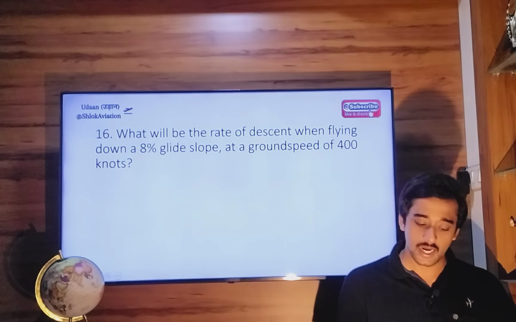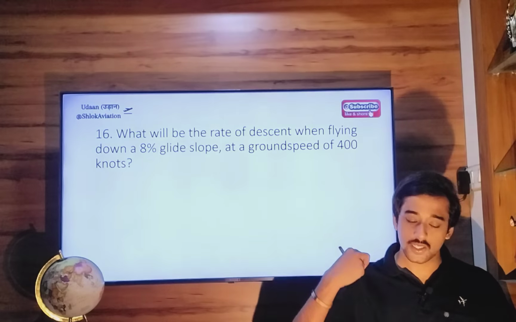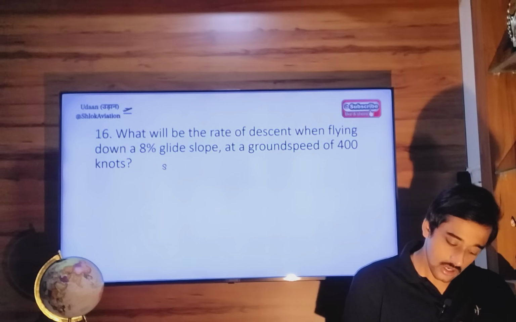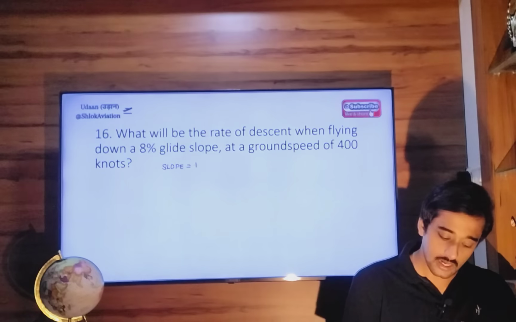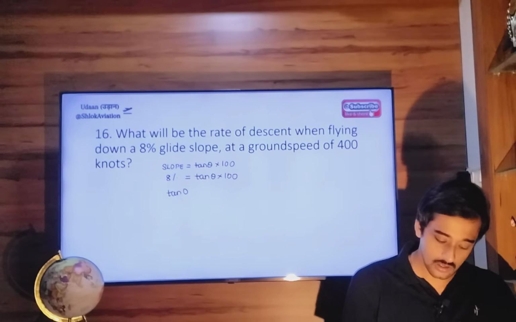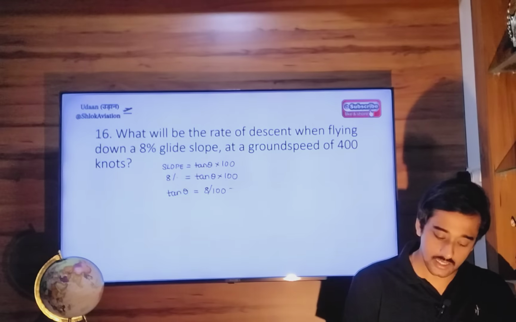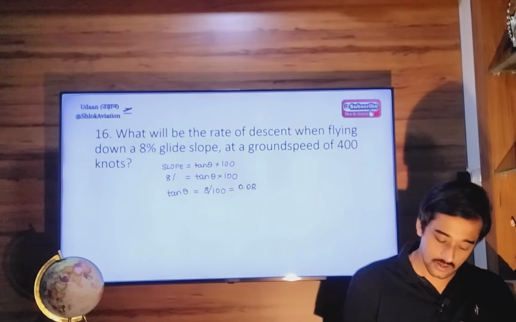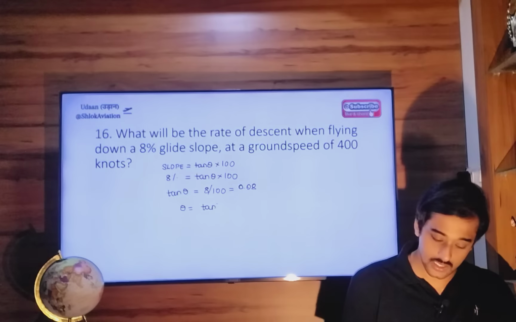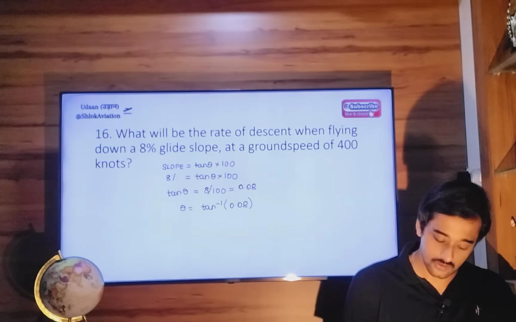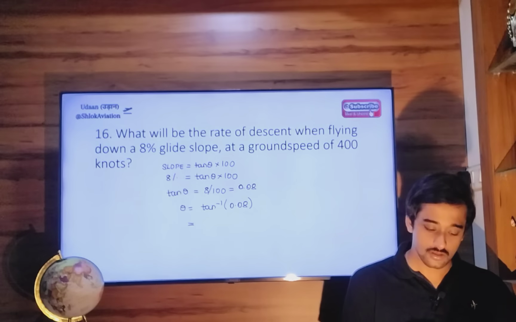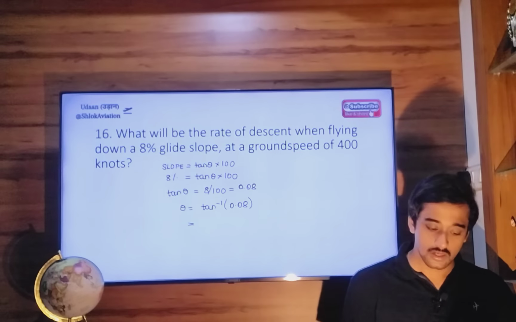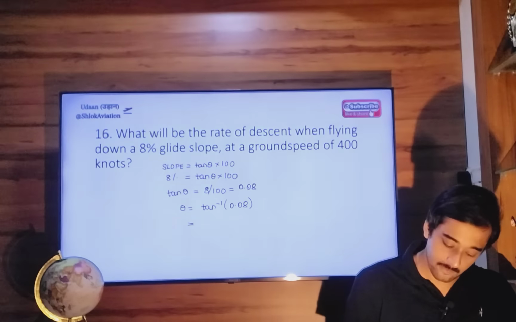Next. What will be the rate of descent when flying down an 8% slope at a speed of 400 knots? So again, slope equals tan theta multiplied by 100. So 8% equals tan theta into 100. So tan theta equals 8 divided by 100, that is 0.08. So theta equals tan inverse 0.08, which is equal to 4.5 degrees.